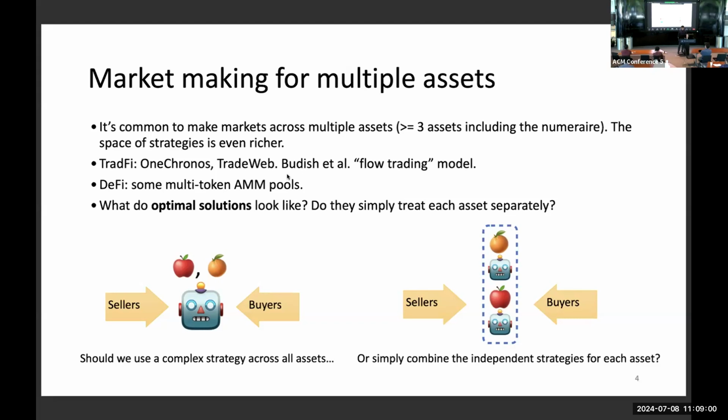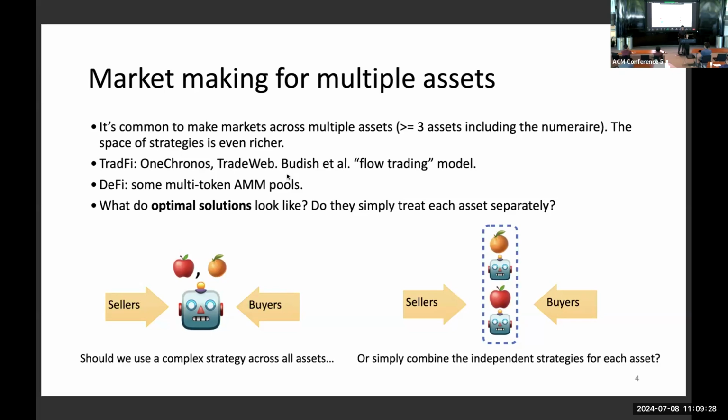And so if we want to do the market making strategy design for multiple tokens, what can we do? The simplest or the most straightforward solution is you just have a one-dimensional market making strategy for each of those traded assets, and you just combine them together, and that's your very straightforward strategy. That's the figure on the right.